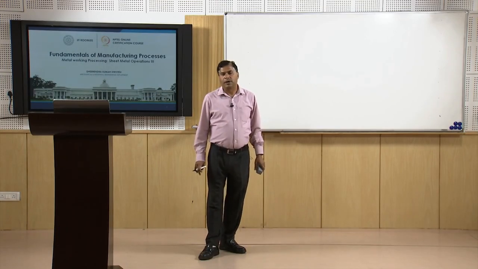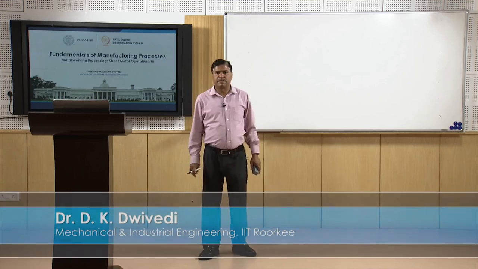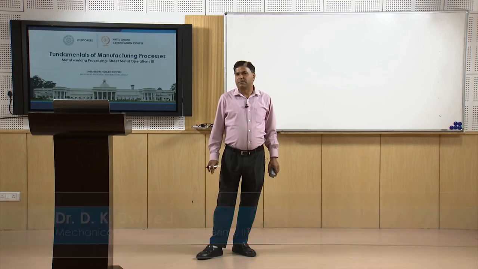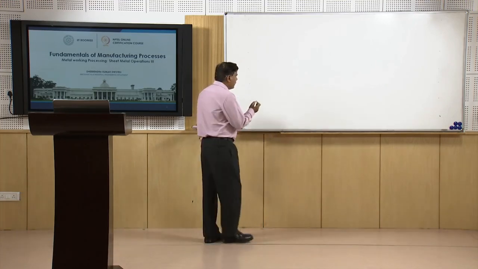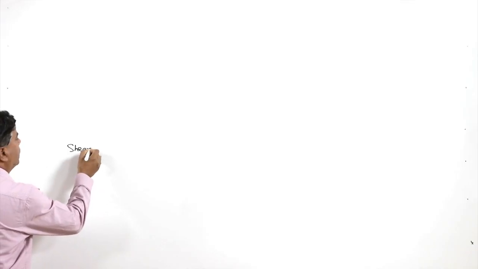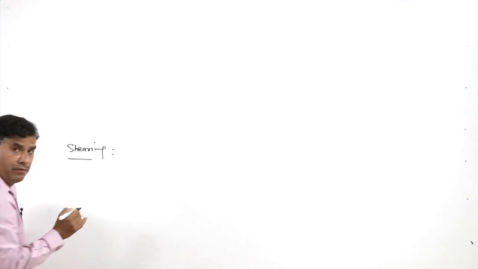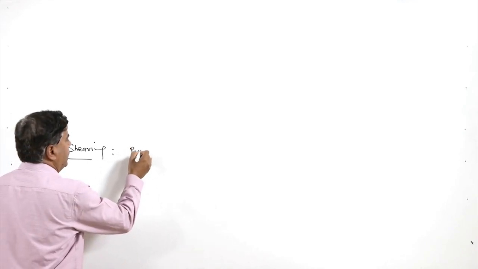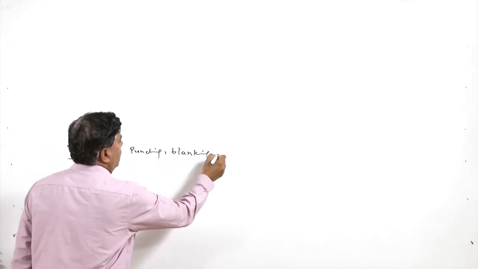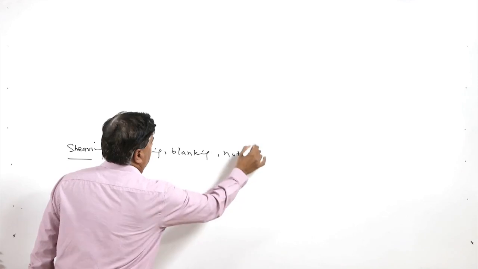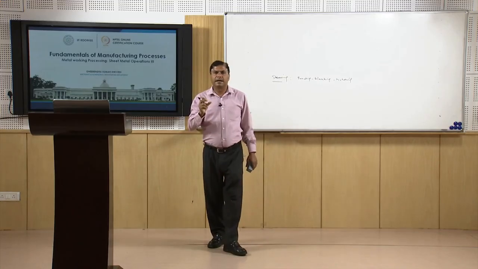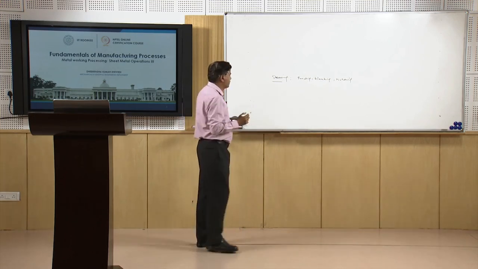Hello, I welcome you all to this presentation on the subject Fundamentals of Manufacturing Processes, and we are talking about the sheet metal working processes. We have talked about the sheet metal operations based on shearing, wherein we covered processes like punching, blanking, notching, nibbling, etc., which basically involve the cutting of the metal by the shearing principle.